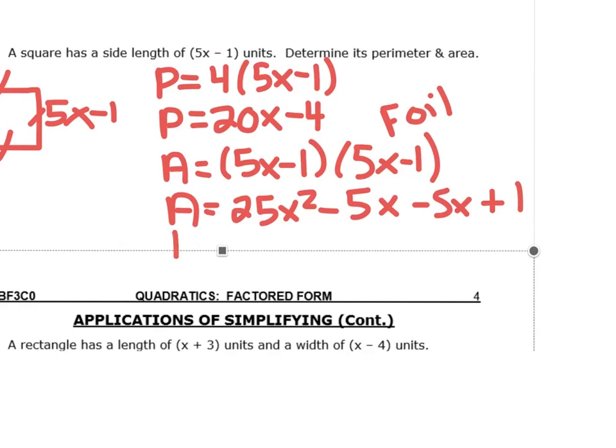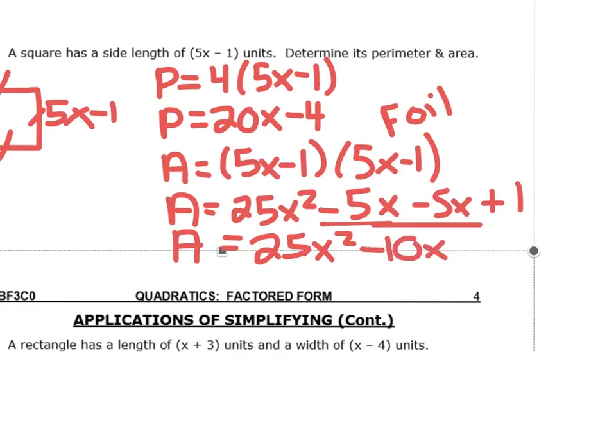Not quite done that, so finishing it off, we're going to collect the like terms here. Okay. So we get 25x squared minus 10x plus 1. So again, we found the area and the perimeter given the information. We're going to do a couple more examples to get us through.